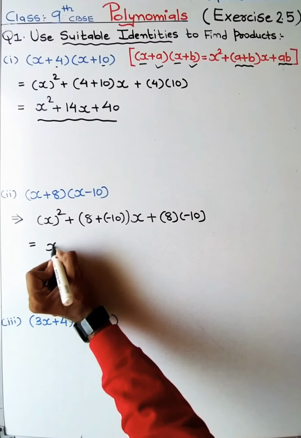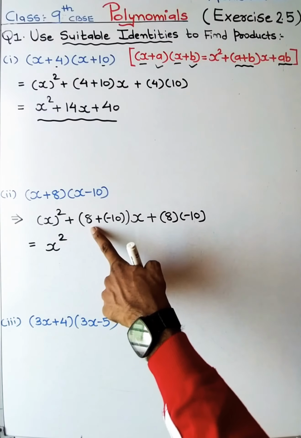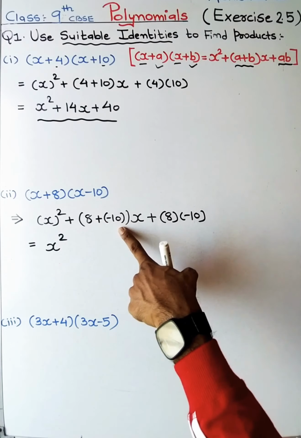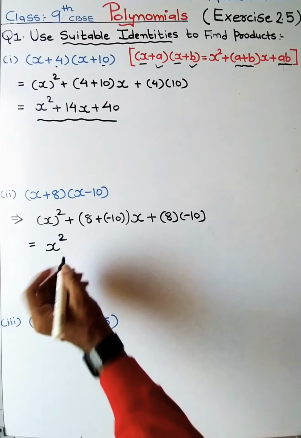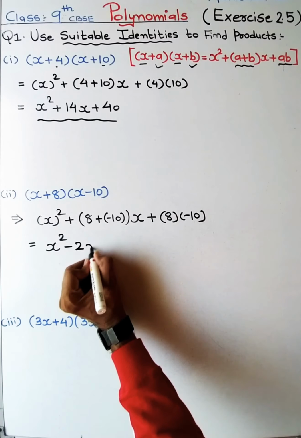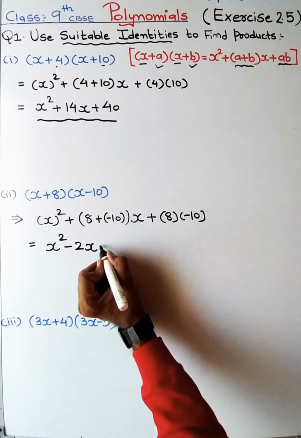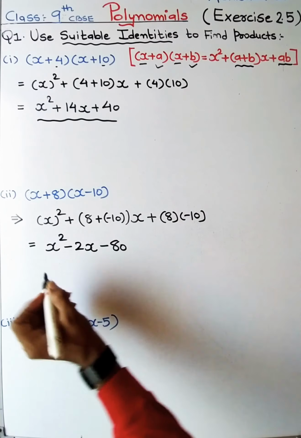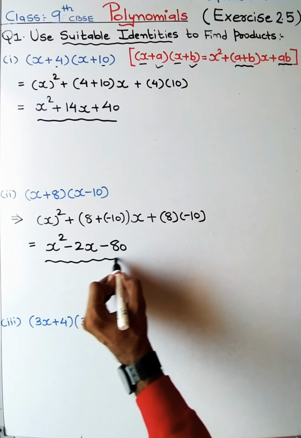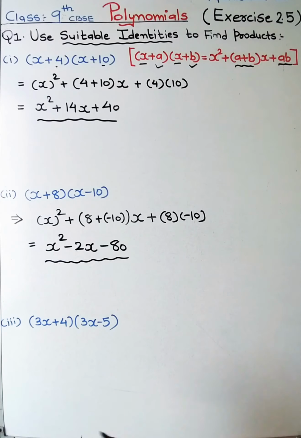That leads to x square. Now what is 8 plus minus 10? That will be 8 minus 10, so that is minus 2x. And 8 into minus 10, again it will result into minus 80. So minus sums we will be dealing by this method.